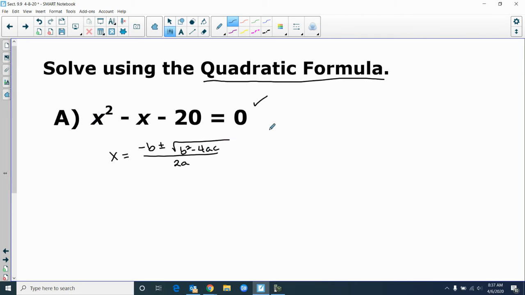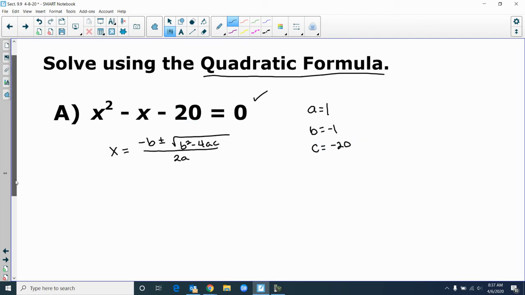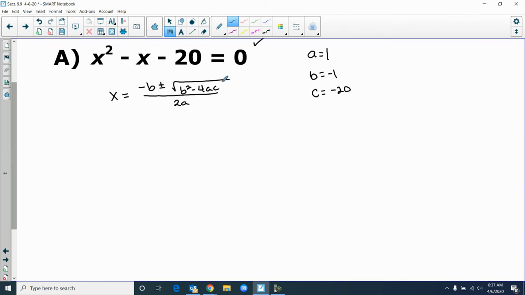Now, a, b, and c are very important. A is the number in front of the x squared. Remember, when there's no number written, there's a 1. B is the number in front of x. In this case, it would be a negative 1. And c is the constant. Here it's going to be negative 20. You've got to take the signs as well. Now it's a case of substituting in, simplifying, and solving.